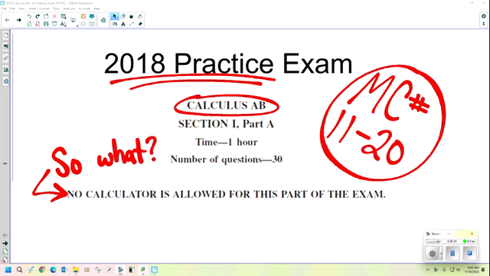We are going to continue the 2018 practice exam that College Board put out 4 years ago for the AP Calculus AB course. We are going to do multiple choice questions 11 through 20. The previous video were problems 1 through 10. And section 1, part A, we will continue. No calculator, but so what? We're good at what we do. Yes, you're good at what you do.